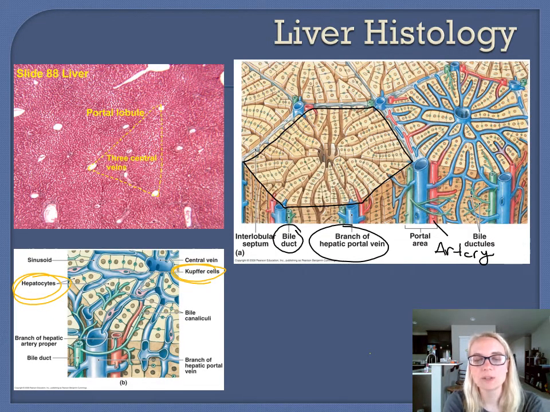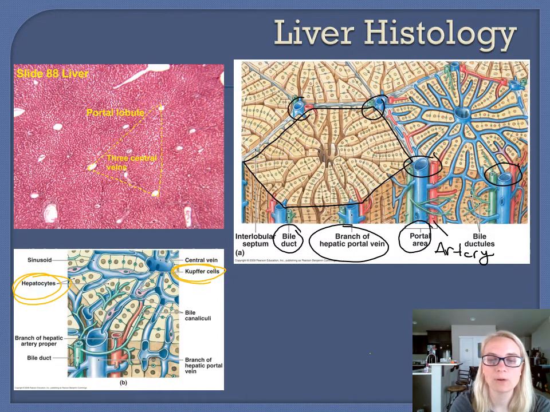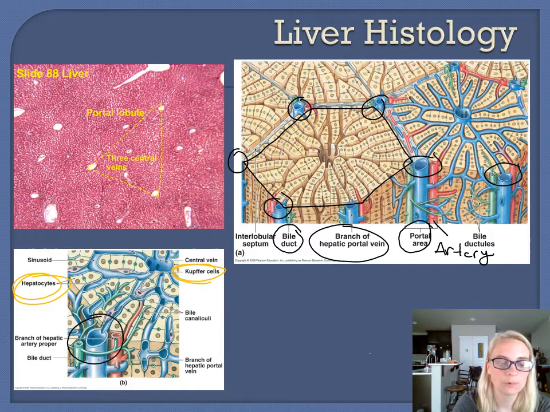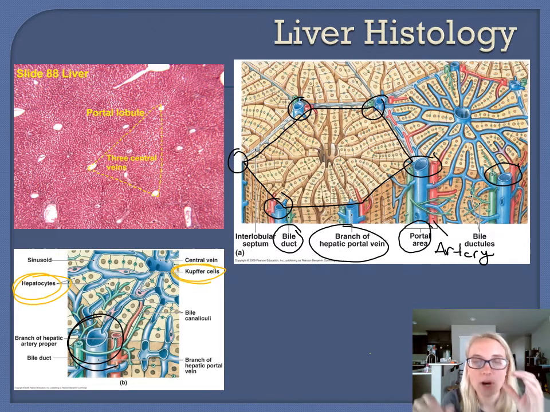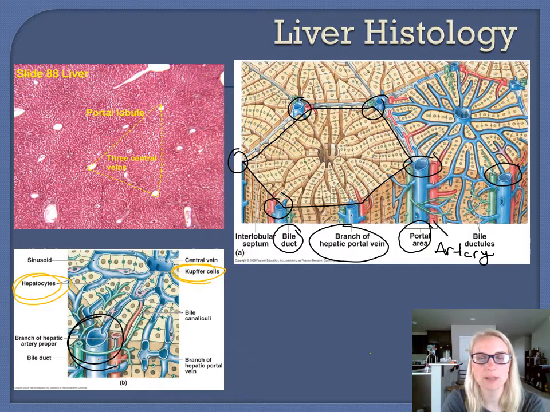So those three things are found in what we call the portal area, or sometimes called the portal triad. So here's a triad, here's a triad. The triads typically are found in the corners of these. And so here's a really big triad right over here. So the triads are found in the corners of these hexagonal shaped lobules, and they have one of each of those three tubes. They have a bile duct, they have a hepatic portal vein, and they have a hepatic artery.